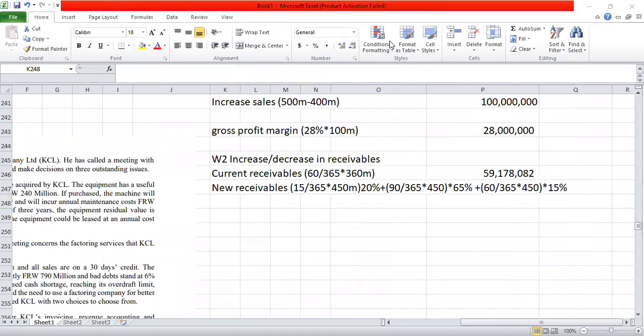Why don't you use 450 as credit after policy instead of 360? This is what I'm using. This is the current receivable without changing the policy. This is the current receivables. New receivables, I think I'm using 450.